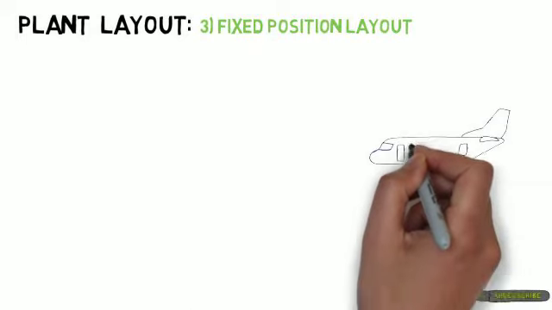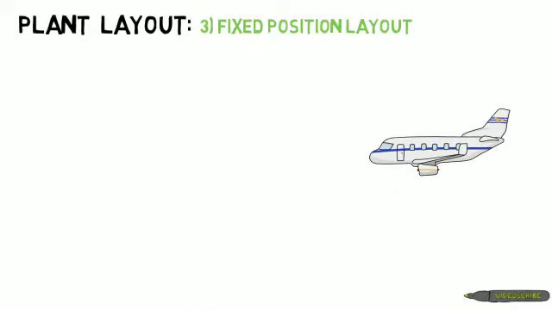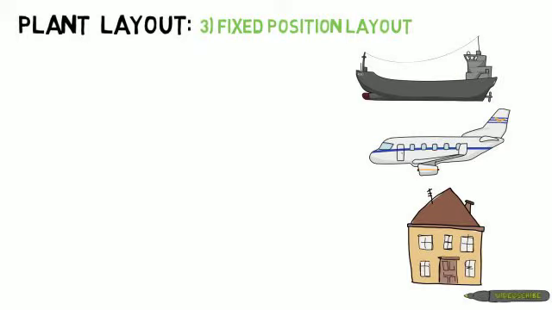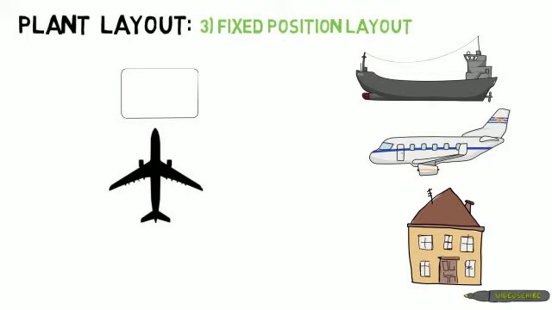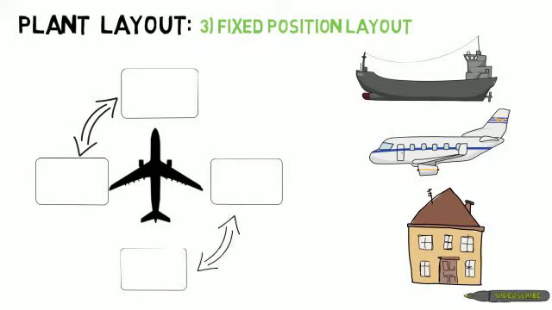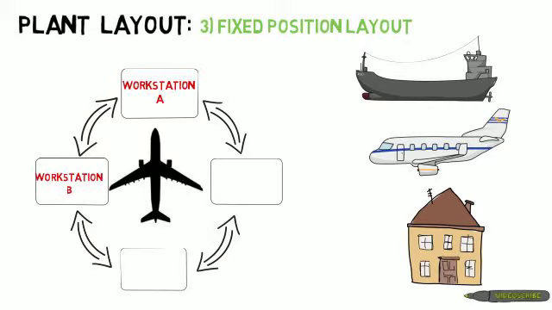The third and last plant layout is the fixed position layout. This type of layout is needed when we are producing a very large product, normally airplanes, ships and buildings. Notice from the picture how the product remains at its own location while the workstation moves around the product to build it until it is a finished good.